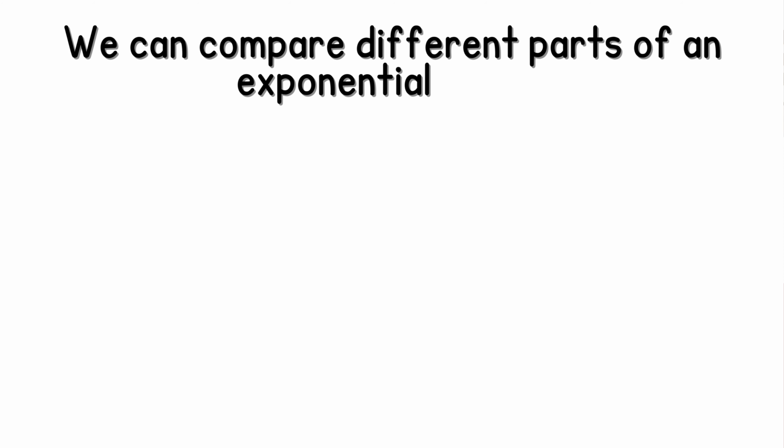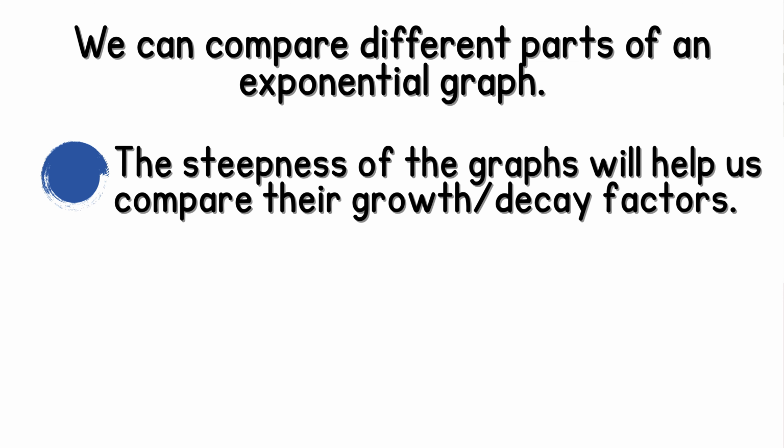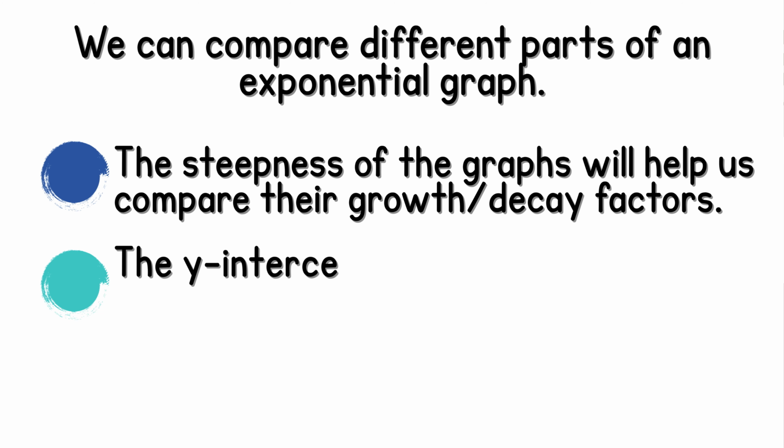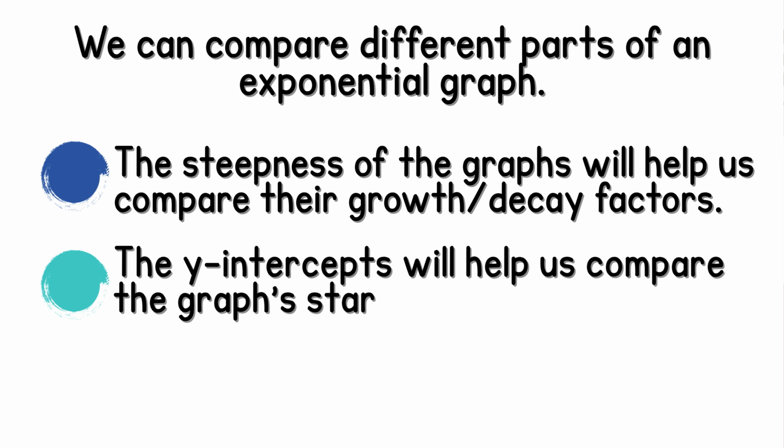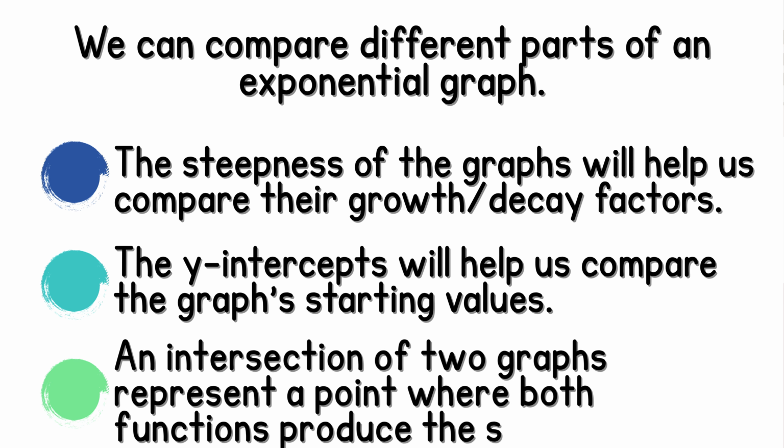We can compare different parts of an exponential graph. The steepness of the graphs will help us compare their growth and decay factors. And the y-intercepts will help us compare the graph starting values. An intersection of the two graphs represents a point where both functions produce the same value.